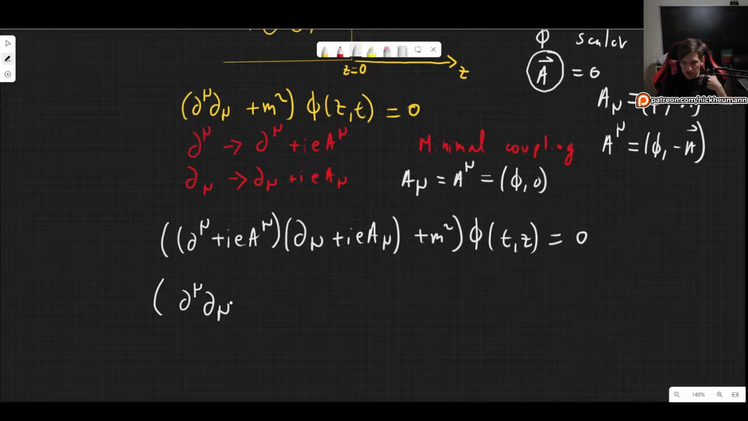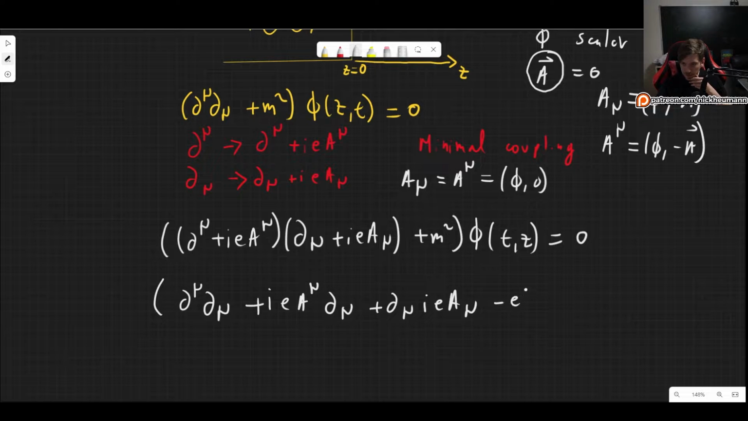So I think it's a bit more intuitive like this, but it doesn't make any difference. Then we multiply here. We have IE a mu d mu. Then we have the next term. So we have that times that times that, then plus d mu IE a mu. And then we have minus e squared a mu a mu.